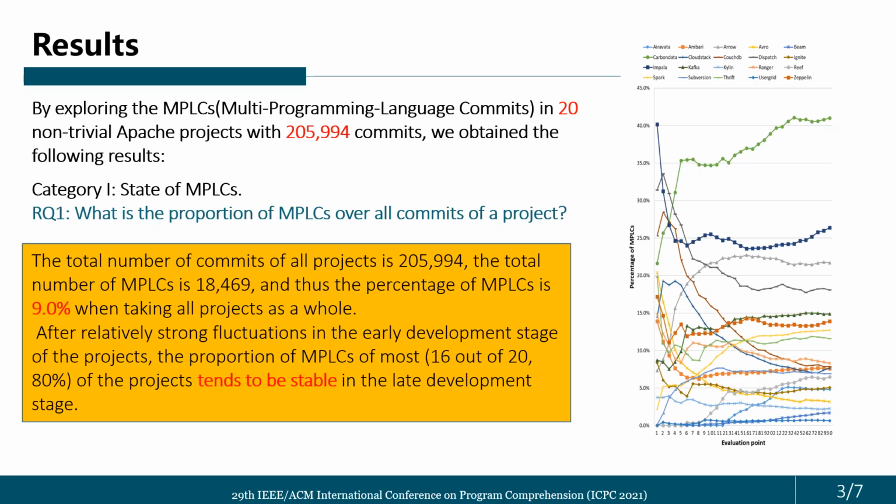We further investigated the trend of the proportion of MPLCs in each selected project over time. As shown in the right diagram, we can see, after relatively strong fluctuations in the early development stage of the project, the proportion of MPLCs of most of the projects tend to be stable in the late development stage.